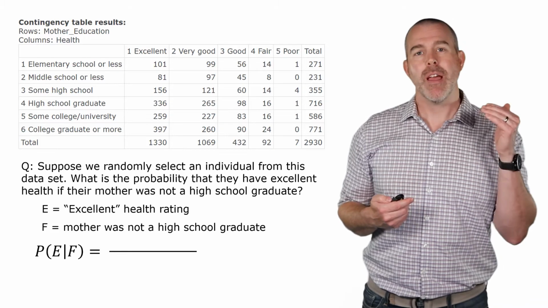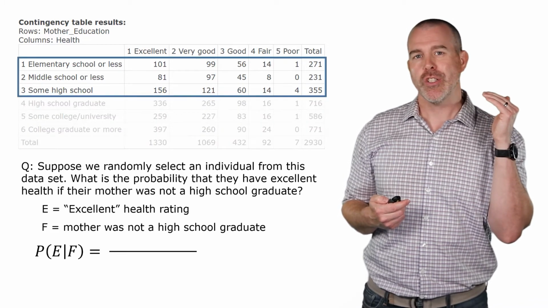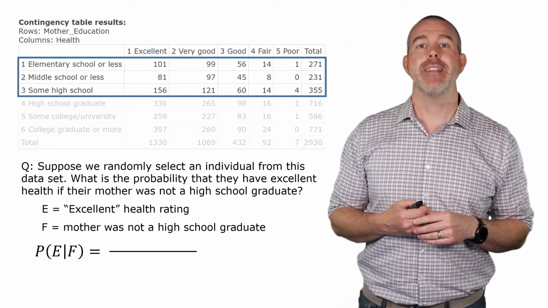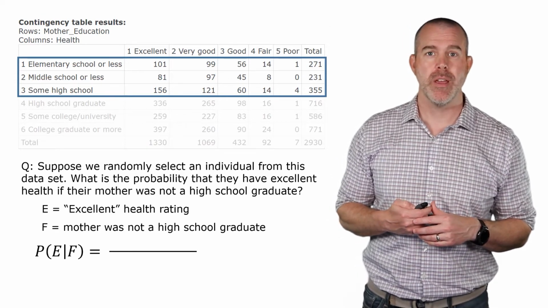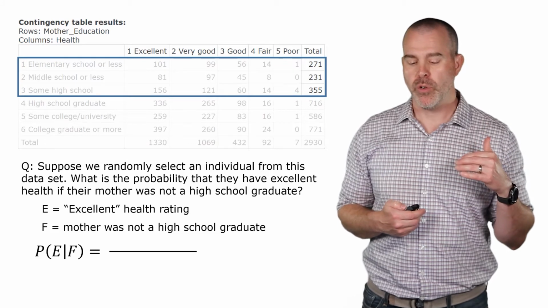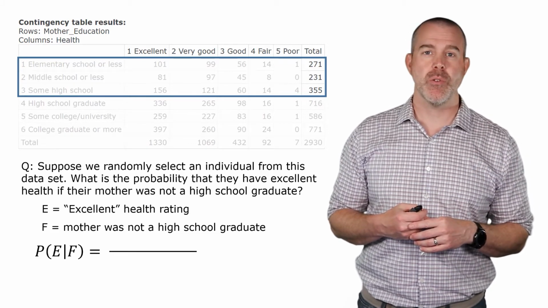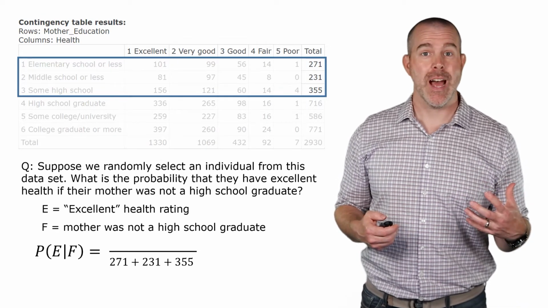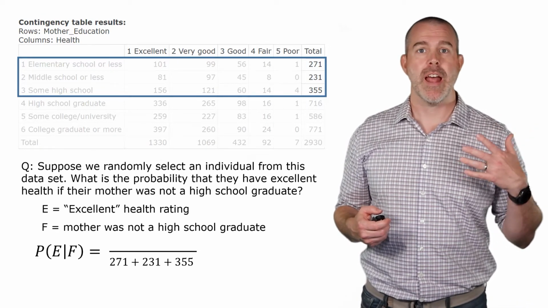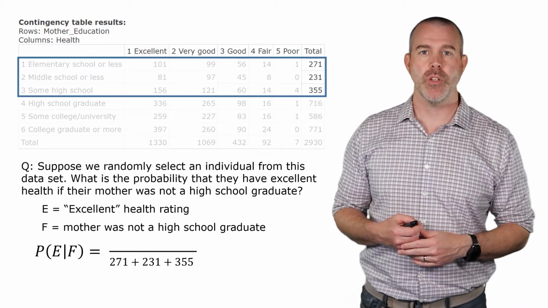And so we're going to make a ratio. We want to look at just those where the mother did not have a high school diploma. She didn't graduate high school. We can look at all of those totals. That's 271 plus 231 plus 355. And so that's our denominator. That's the ones where the mother did not have a high school diploma.